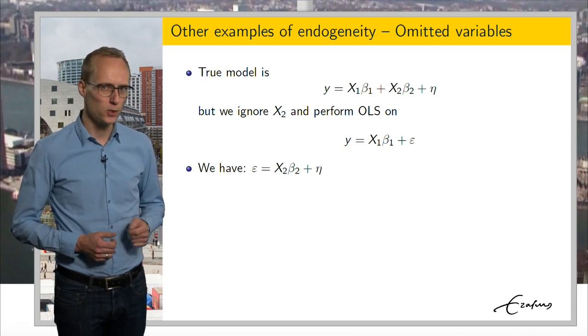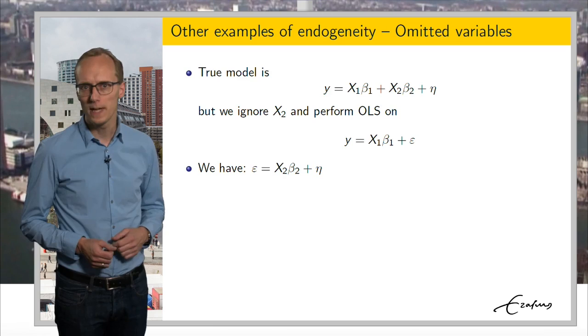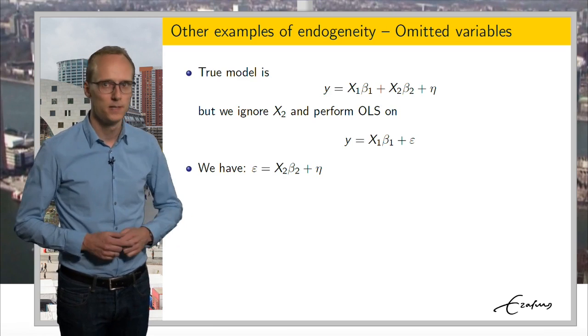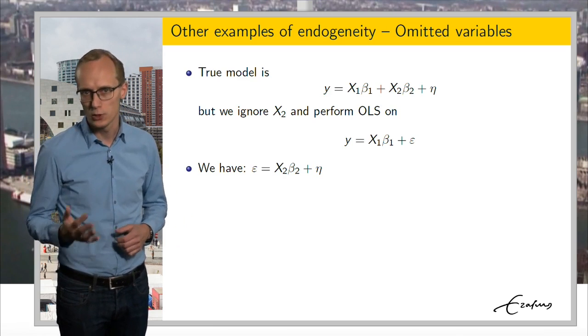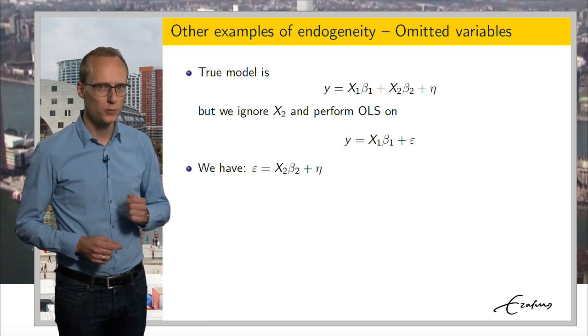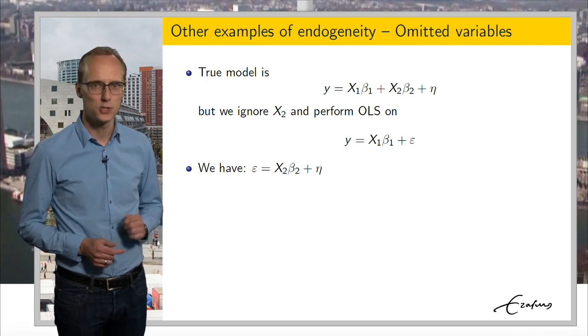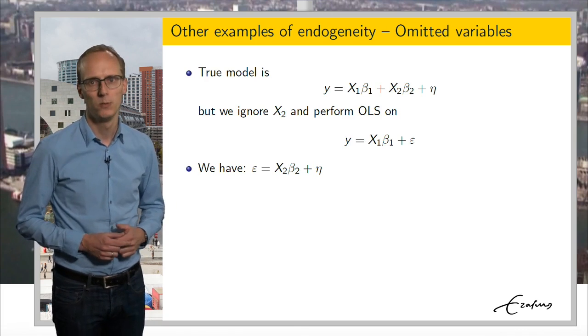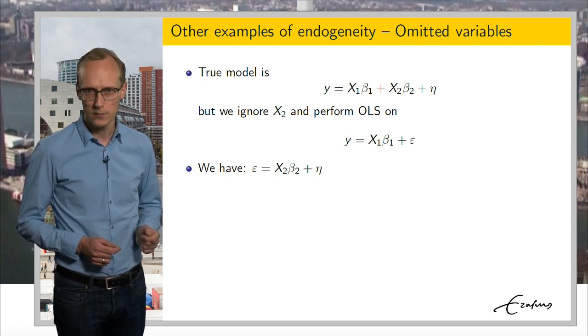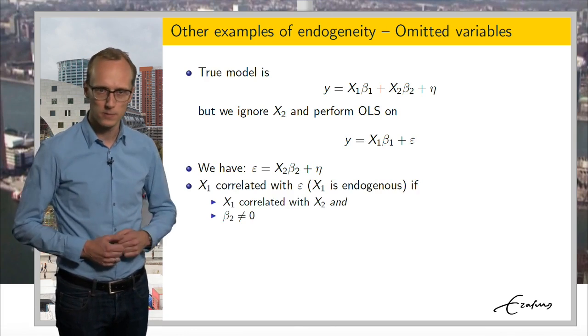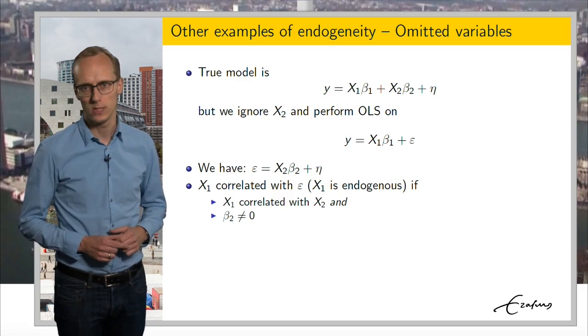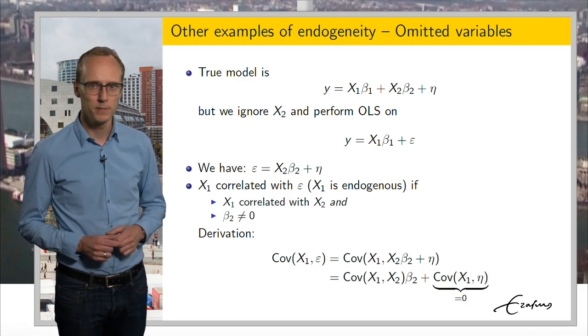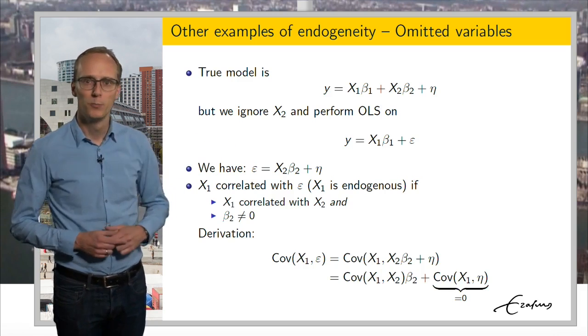The error term epsilon in this second model now contains the original error, eta, as well as the omitted effect of x2. From this relationship, we can see that in the second model, x1 will be correlated with epsilon if x1 and x2 are correlated and beta 2 does not equal 0. The derivation at the bottom of this slide proves this.